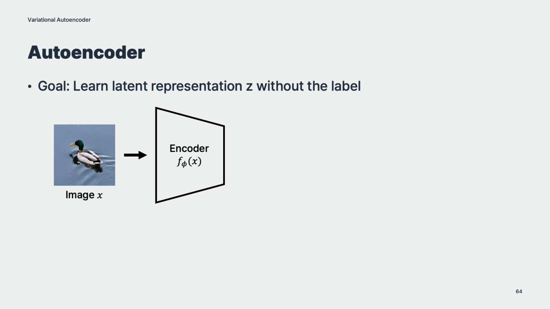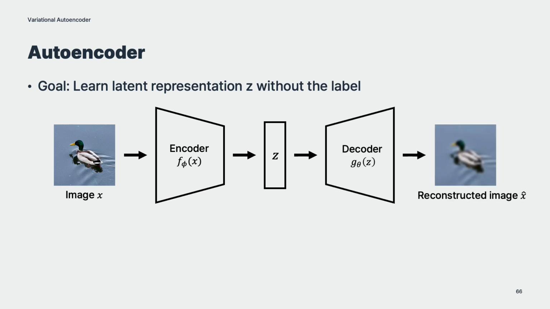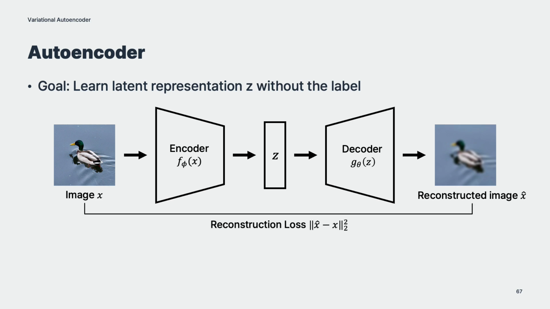We can encode this dog image using encoder F into a latent vector Z and then reconstruct it. If the reconstruction is good, we can assume that the learned Z captures meaningful features of the image. The loss is computed using the L2 norm between the original image X and the reconstructed image X hat.